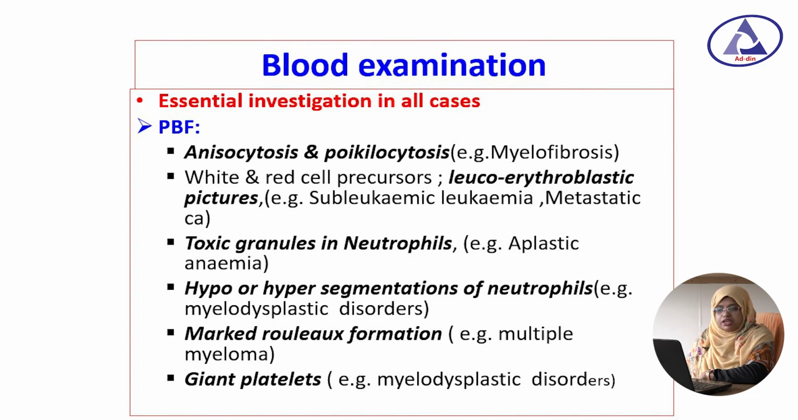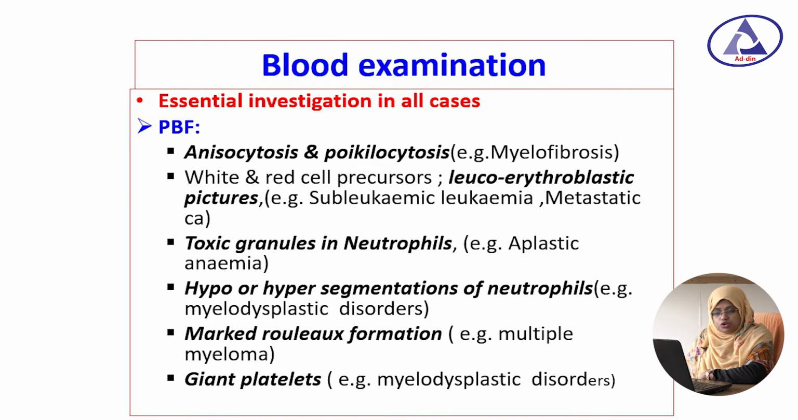What findings will we get in case of pancytopenia? The essential investigation in all cases is the peripheral blood film. If we get anisocytosis and poikilocytosis, it is found in case of myelofibrosis. If white and red cell precursor cells are present, it indicates a leukoerythroblastic blood picture, which is common in case of subleukemic leukemia and metastatic carcinoma.